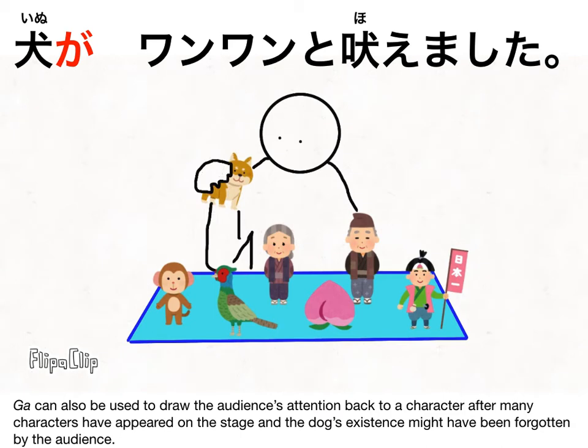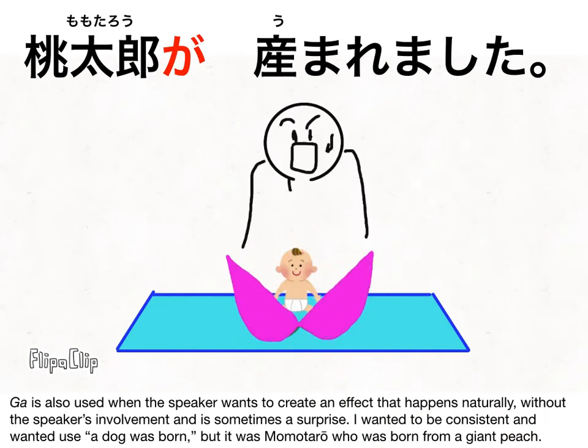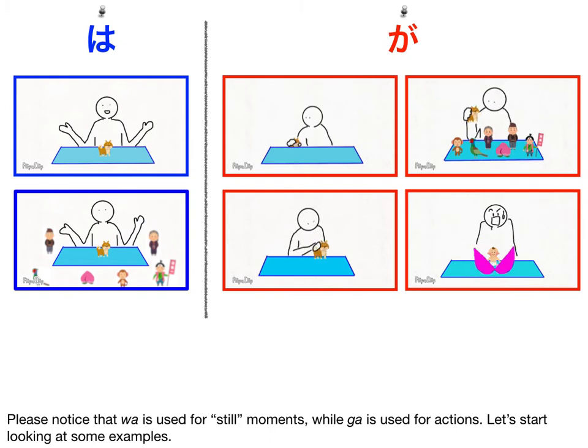犬がワンワンと吠えました。Ga is also used when the speaker wants to create an effect that happens naturally, without the speaker's involvement, and it is sometimes a surprise. I wanted to be consistent and use a dog was born, but it was Momotaro who was born from a giant peach. Please notice that wa is used for still moments, while ga is used for actions.